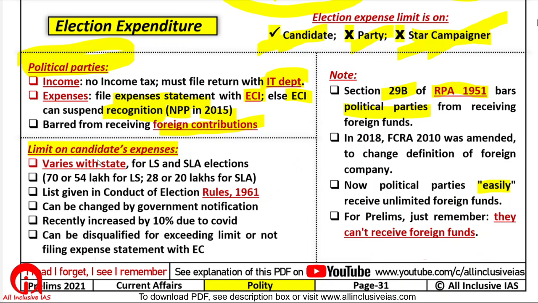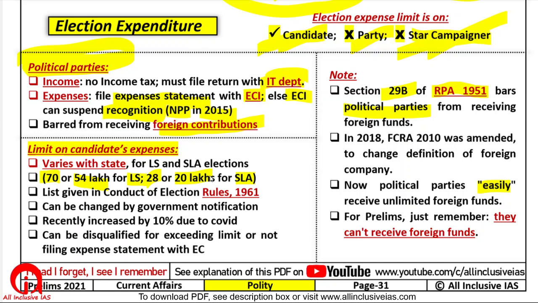What is the limit on candidates' expense? This limit varies with the state. In some states the candidate can spend up to, let's say, 70 lakh rupees for the Lok Sabha election. In some smaller states the limit is 54 lakh. For the state assembly elections, in some states the limit is 28 lakh, in some 20 lakhs, right?